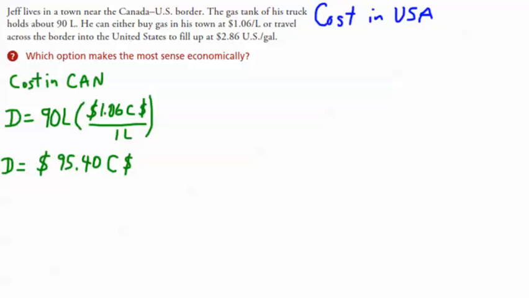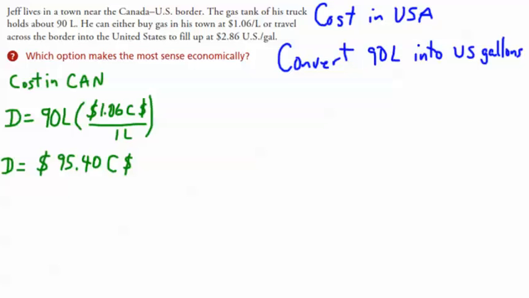Then we have to look at the same cost in the USA. To figure out our cost in the USA, we first have to convert our 90 liters into US gallons. Like most math problems, there's more than one way of doing it, but this is the way I'll choose to do it this time. So how do we do that?